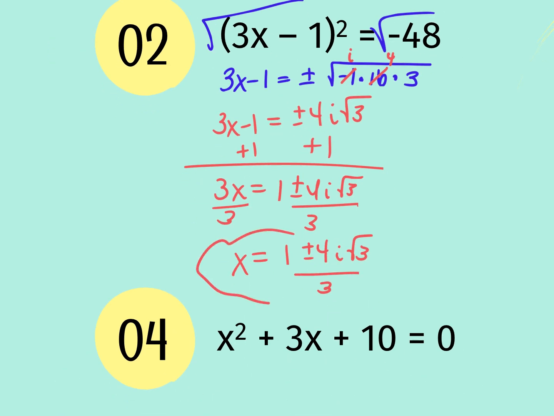WebAssign wants it split, right? 1 over 3 plus 4i root 3 over 3, and 1/3 minus 4i root 3 over 3, right? You don't have to do that for me, for your quiz, just leave it.